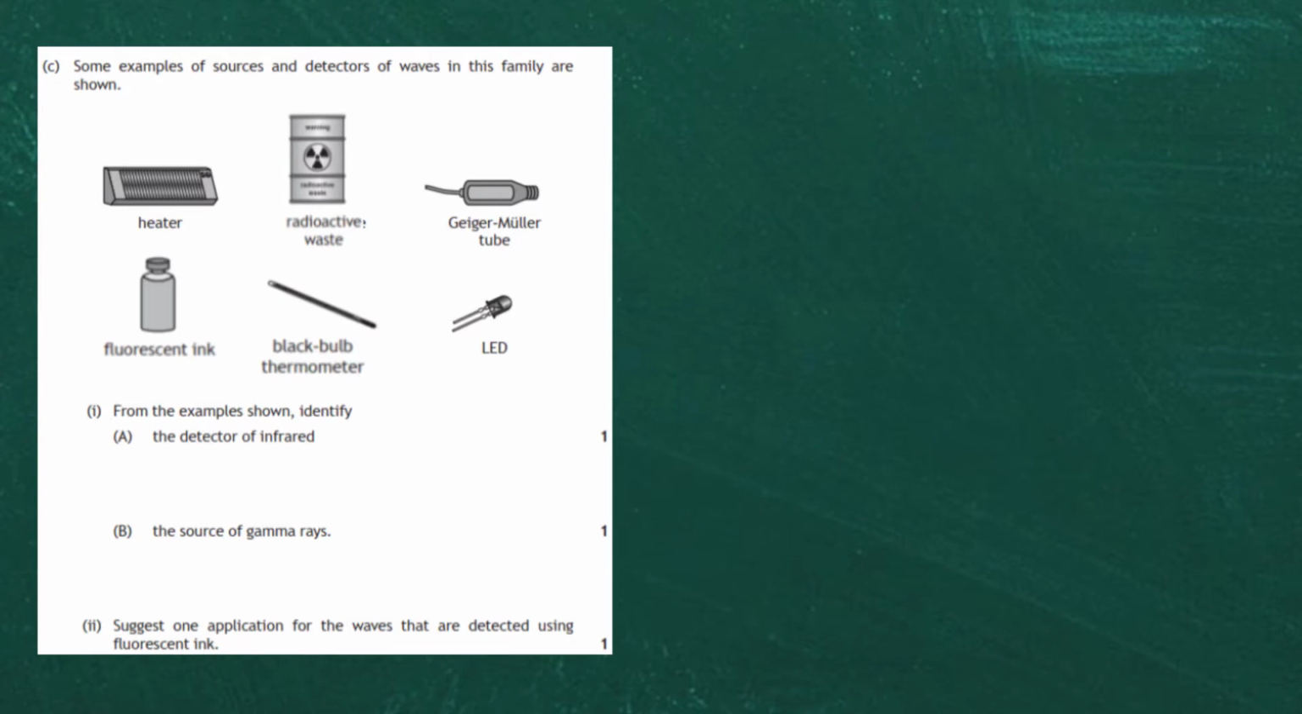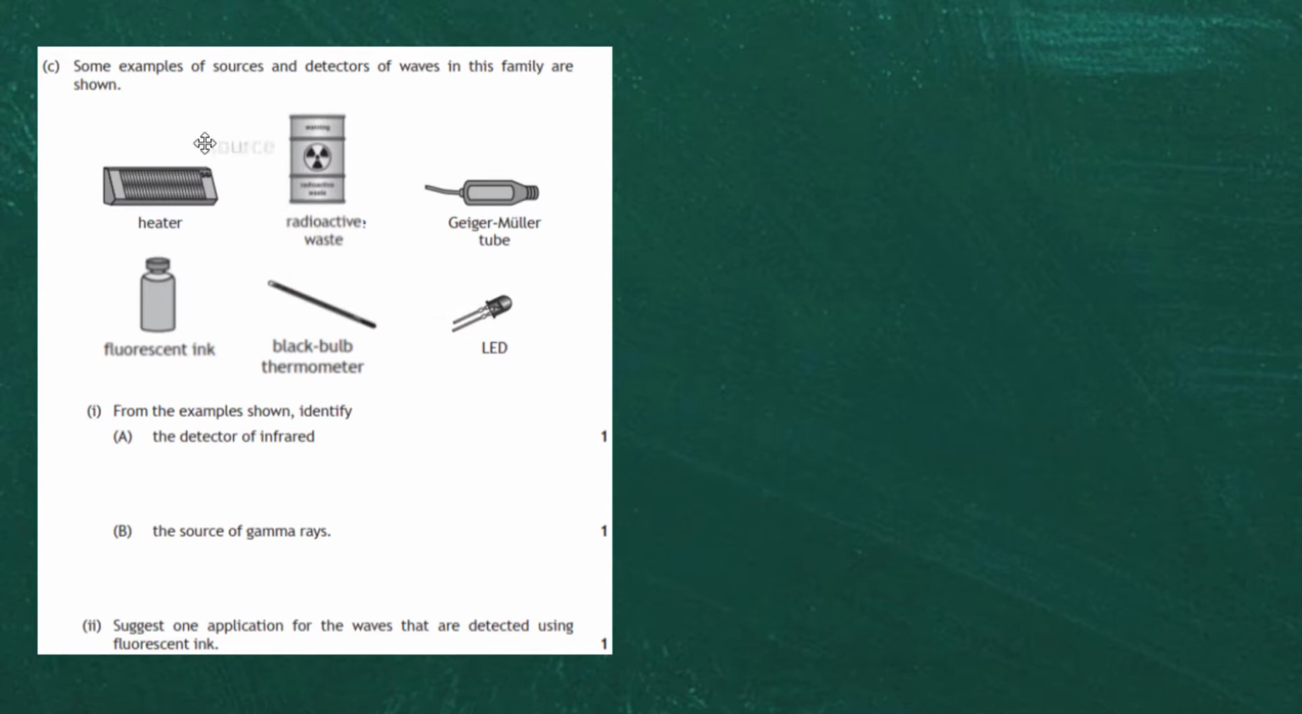Question 10, part C. Some examples of sources and detectors of waves in this family are shown. And we know the family we're talking about is the electromagnetic wave family. We have a heater, we have a radioactive waste, we have a Geiger-Müller tube, we have an LED, which is a light emitting diode, we have a black bulb thermometer, that's an ordinary thermometer with the bulb at the bottom painted black, that's a clue, and then fluorescent ink. So which of these are sources and which of these are detectors?